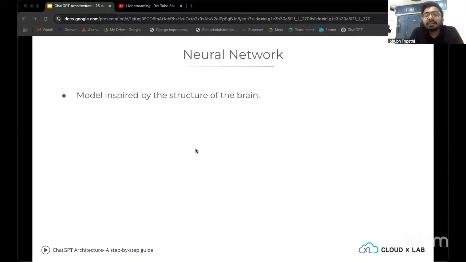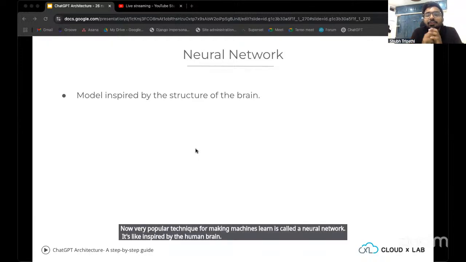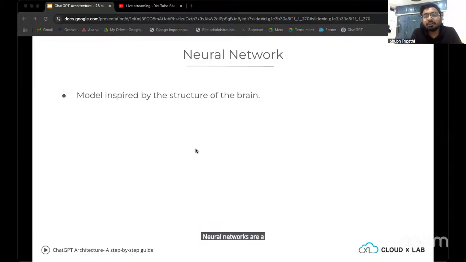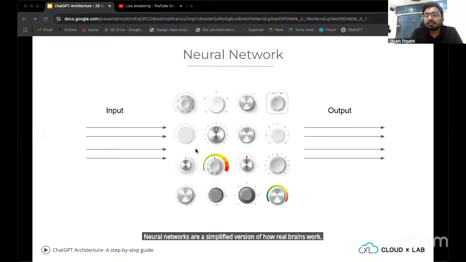Now, a very popular technique for making machines learn is called a neural network. It's inspired by the human brain. Neural networks are a simplified version of how real brains work. Think of it like a giant grid of knobs. You feed input on one side and the output comes out on the other.